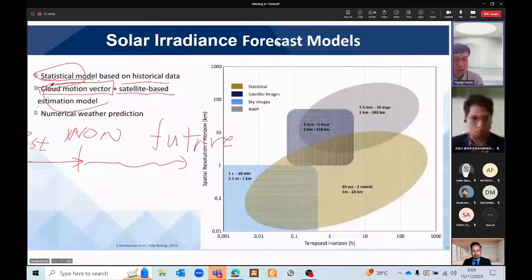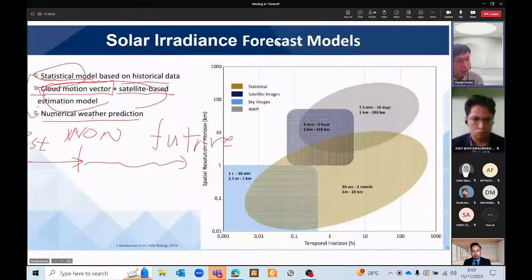The third way is a physical model, numerical weather prediction. It's similar to a physical model for the future. So, the three models have different advantages and disadvantages in terms of spatial resolution and temporal horizon.